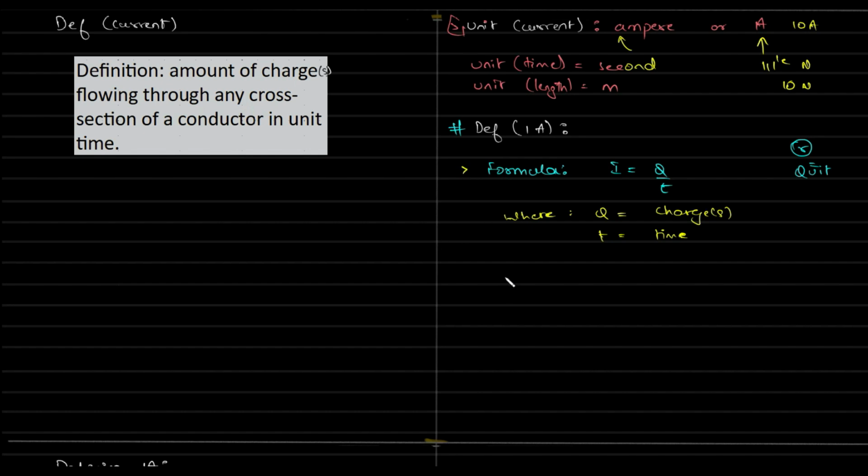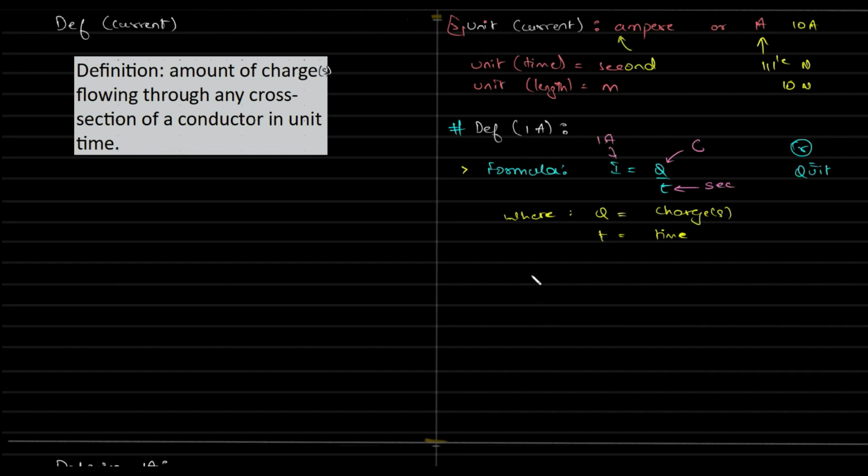Now the next thing is we need to define 1 ampere. For that we need to know the SI unit of Q, that is charge, and the SI unit of time. The SI unit of charge is coulomb, denoted by capital C. Again, it is named after a person, so the letter is capital, and time is second. So we need to define 1 ampere over here.